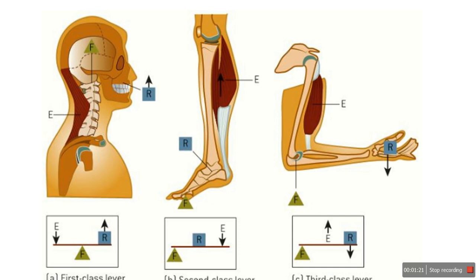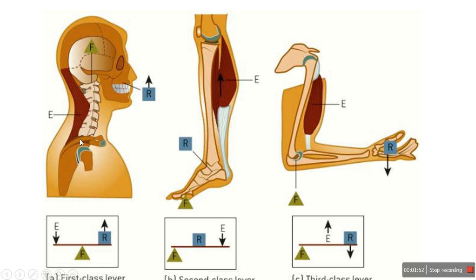So the first one here, you can see a first class lever. In this one, you've got the fulcrum here, which is at the base of where the skull meets the spine. The fulcrum is in the middle. You've got the effort force, which is given by E, which is provided by this muscle here. And you've got the resultant force, which is the force that causes the chin to move upwards.